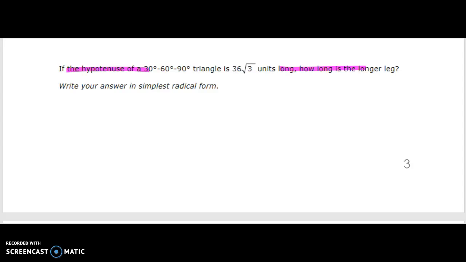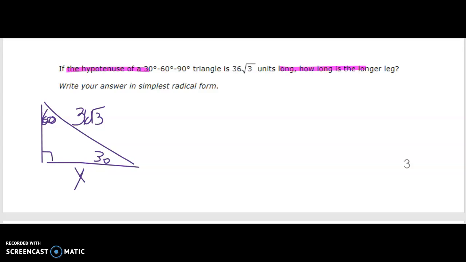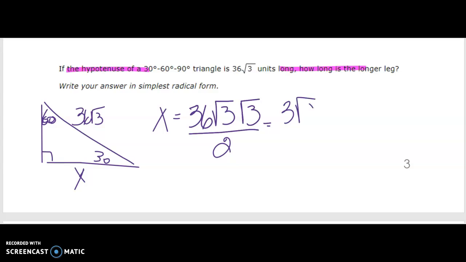Okay, let's draw it out just to make sure we understand what's going on. You could have drawn the triangle anyway, but here we are. We have 30, we have 60, and the hypotenuse is 36 square root of 3, and I want the long leg. Okay, so x equals 36 square root of 3, and if you have the hypotenuse and you want the long leg, you're going to multiply the top by square root of 3, even though we already have a square root of 3, and divide by 2. So 36 square root of 9 over 2.